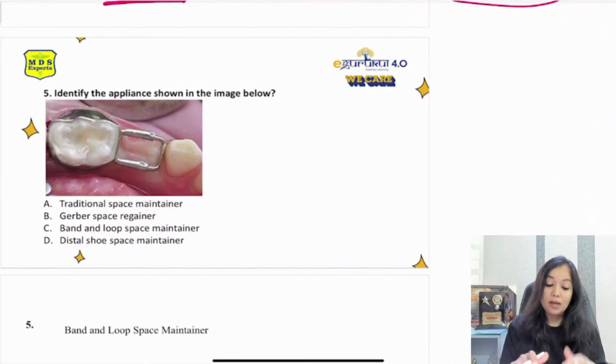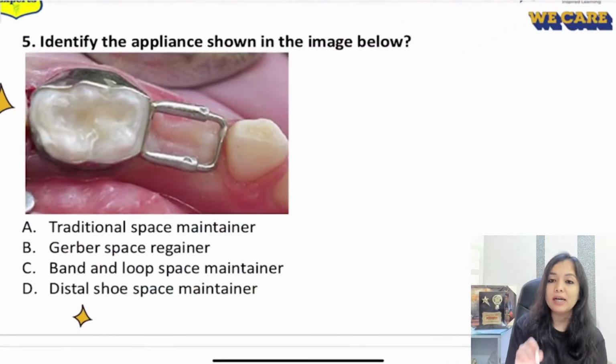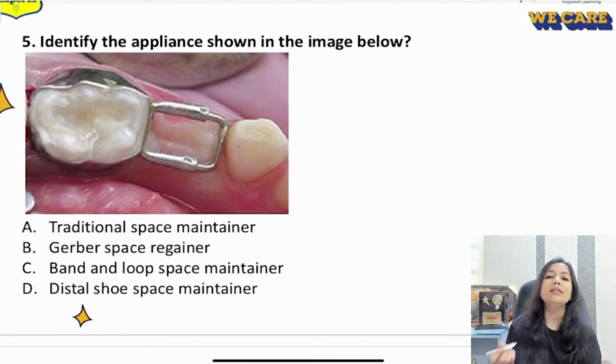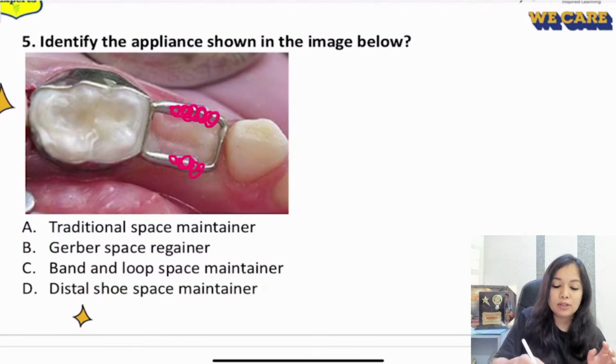Okay. Now this question is again a picture image based question. Identify the appliance shown here. The option says traditional space maintainer. Let us just unconsider it already. Then we have a Gerber space regainer. Generally the space regainers will have a coil. There will be a coil like this here, which opens and helps in regaining space. There is no coil present here, so this is not a space regainer.